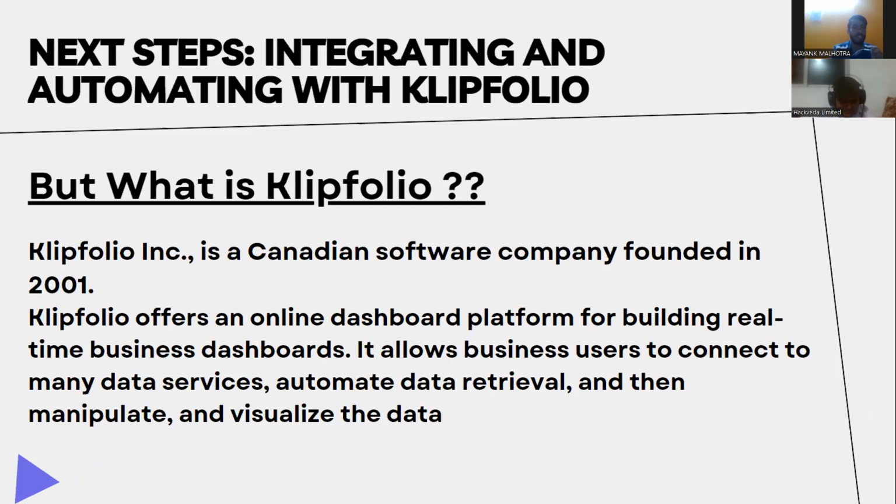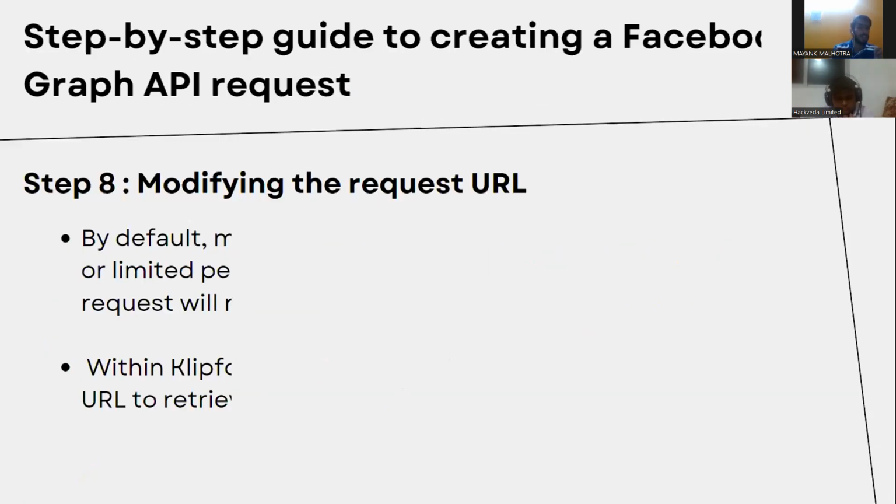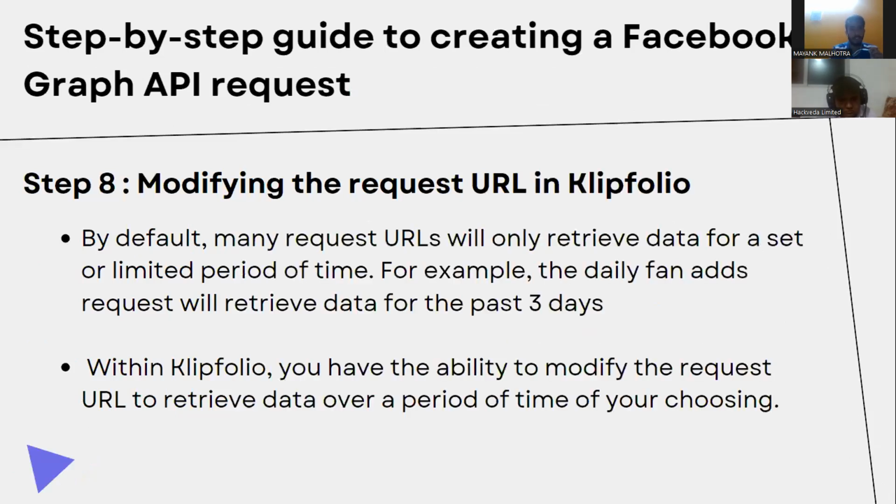The next step would be modifying the request URL using Klipfolio. By default, many request URLs will only retrieve data for a limited period of time, suppose 3 days. With Klipfolio, you have the ability to modify the request URL to retrieve data over a period of time of your choosing. Suppose you can retrieve data of 90 days, or 120 days, etc.